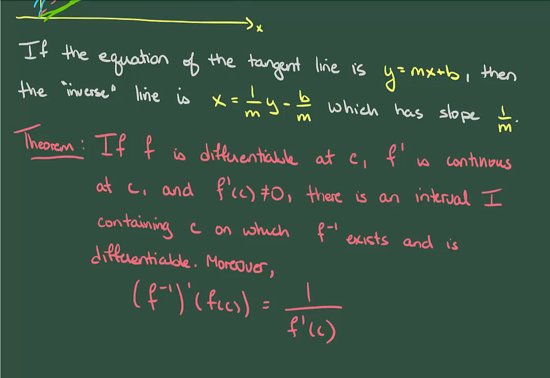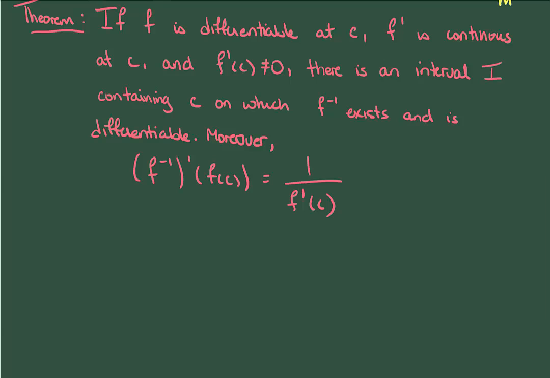There are 3 hypotheses for this theorem: that f is differentiable, f prime is continuous, and f prime is non-zero. And there are a lot of results: that the inverse function exists, that it's differentiable, and a formula for the derivative of the inverse. This is a very non-trivial result, but there's a bright side. It turns out that this formula here at the bottom is actually pretty easy to find.